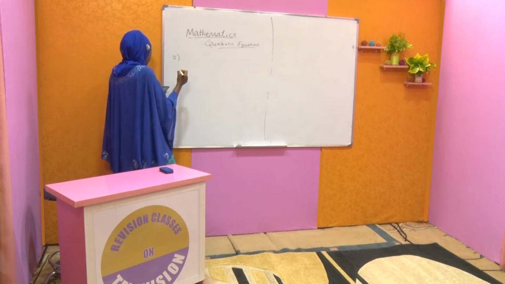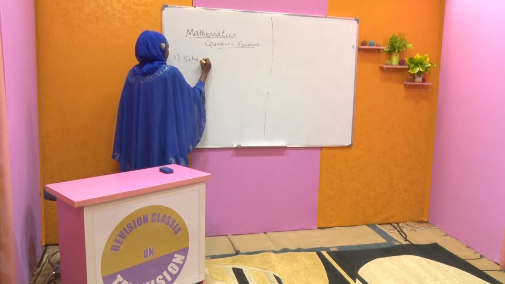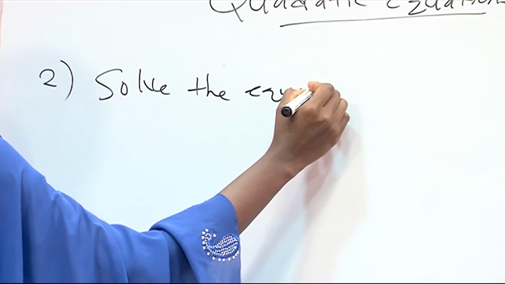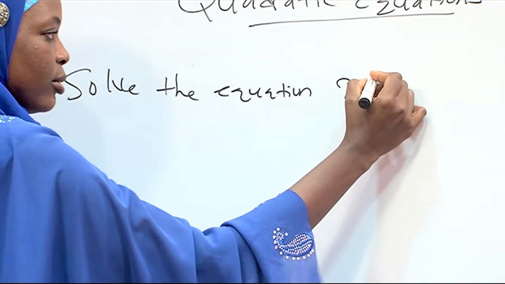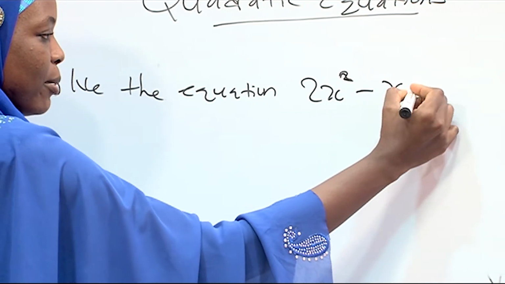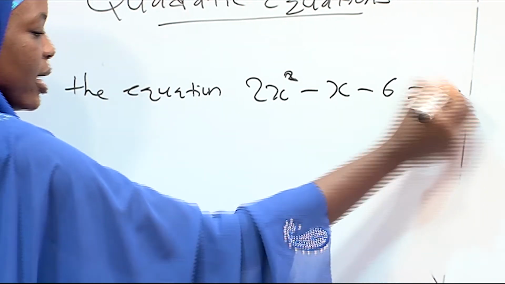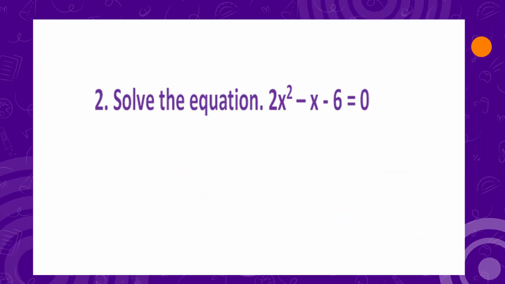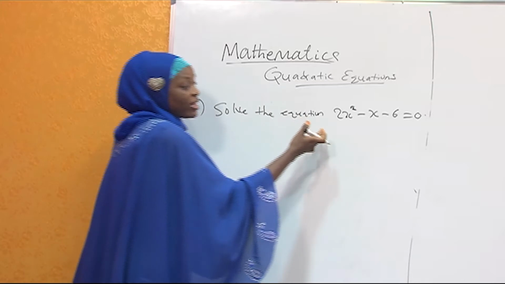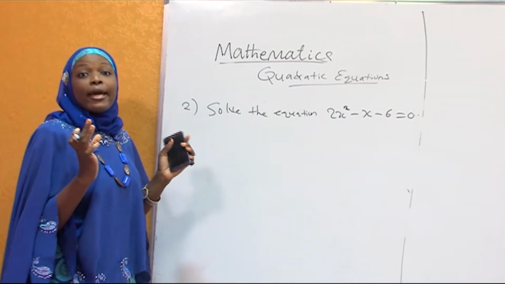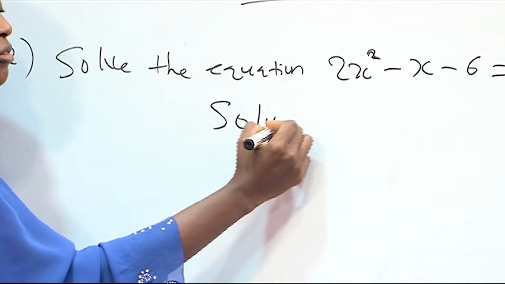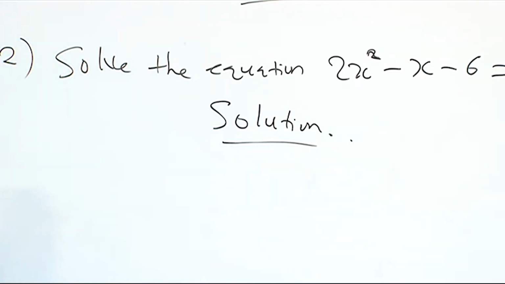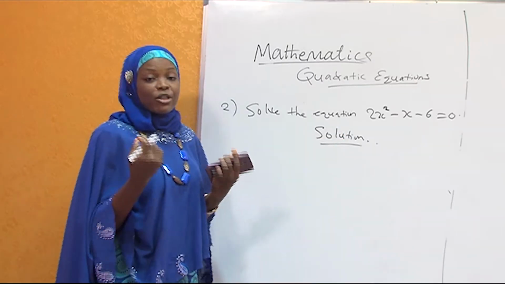Question number 2. Solve the equation 2x squared minus x minus 6 equals 0. You see this question? We are not given any specific method to use. They just ask you to solve the equation, but we know that it is a quadratic equation. Since we are not given a particular method, you can use any method. Say I have not solved with the factorization method, so I would like us to use the factorization method to solve. We know how to use the factorization method.